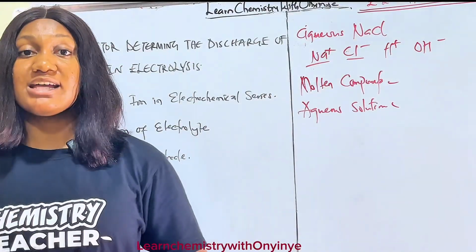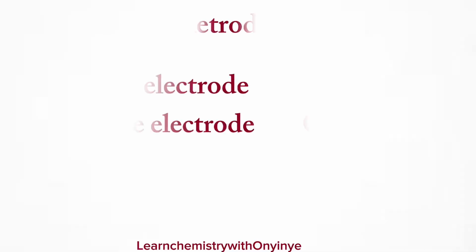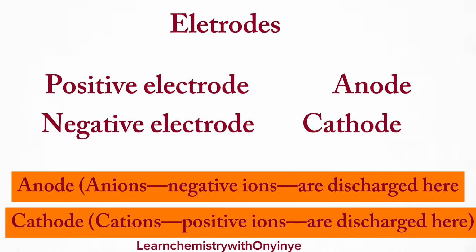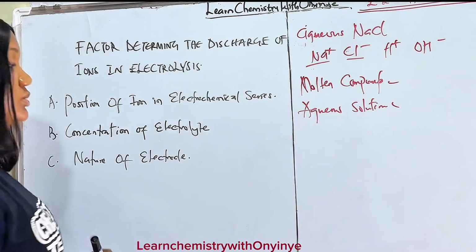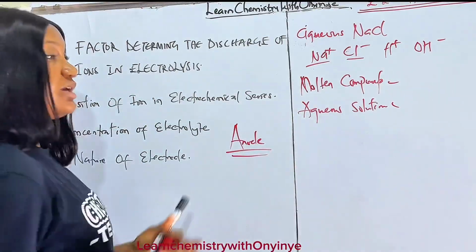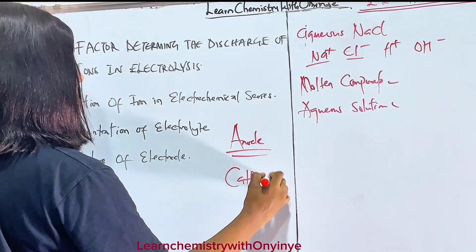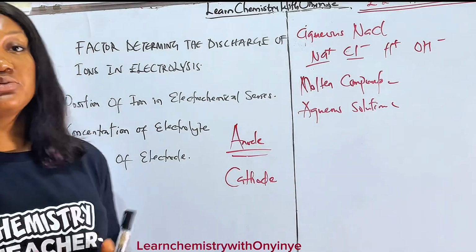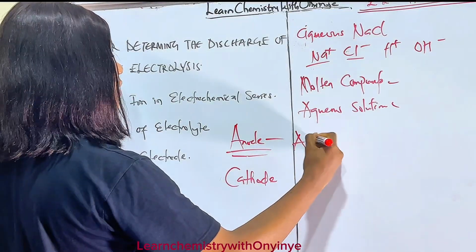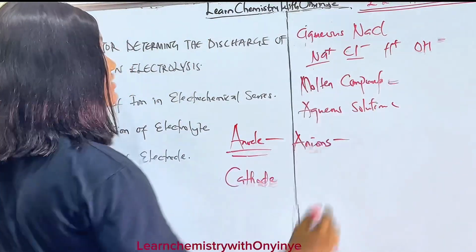Sodium. Now remember that in electrolysis, we have what we call electrodes: the positive electrode through which current enters and the negative electrode through which current leaves. And the positive electrode is known as the anode. So your positive electrode is what we call the anode, spelled this way. And then your negative electrode is known as the cathode. So for your positive electrode, the anode, what comes here is your anions. And what are anions? Negative ions. So ions with negative charge.